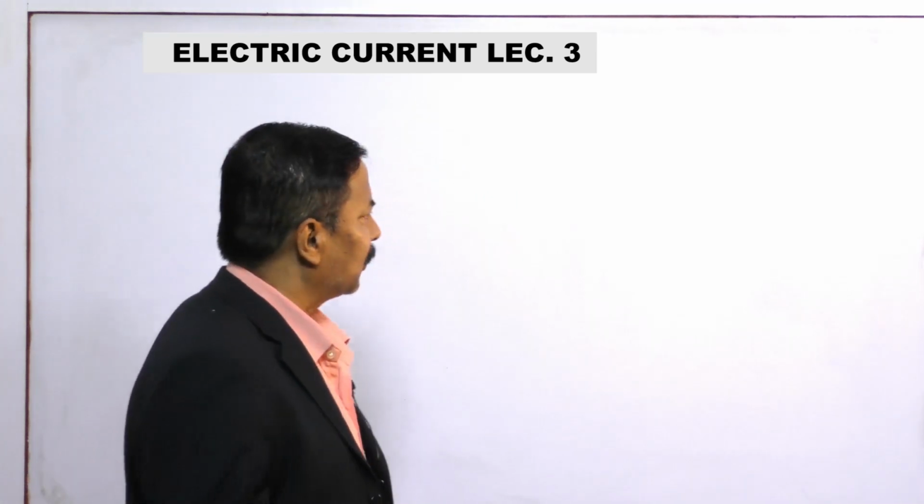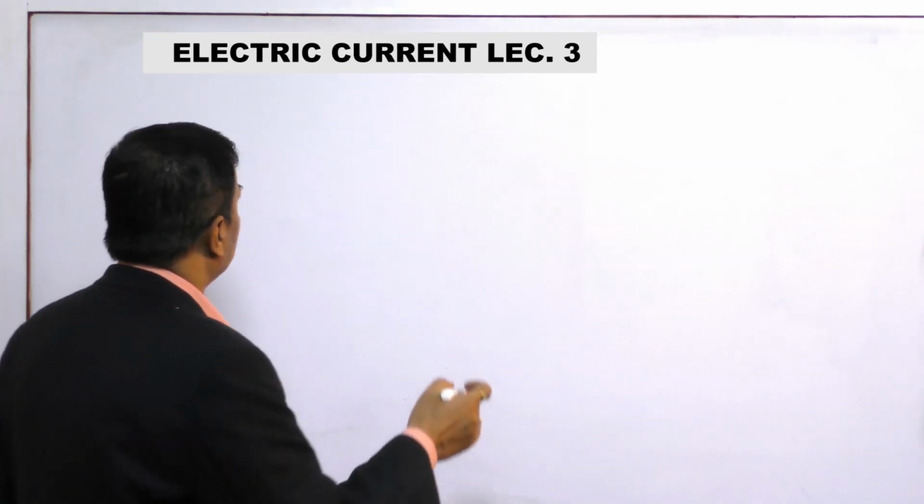So we are continuing our discussion in current electricity with lecture 3. Today we will continue our discussion of the series and parallel combination of resistors with some more examples, so that the clarity of concept becomes even clearer to you. So let us discuss current electricity, series and parallel.